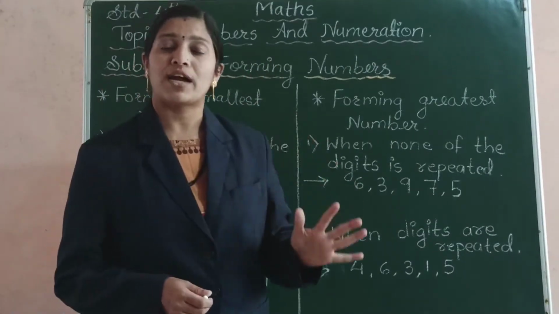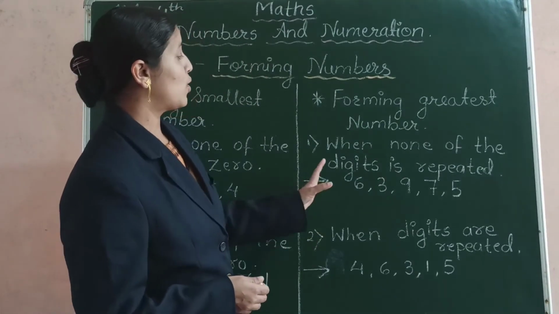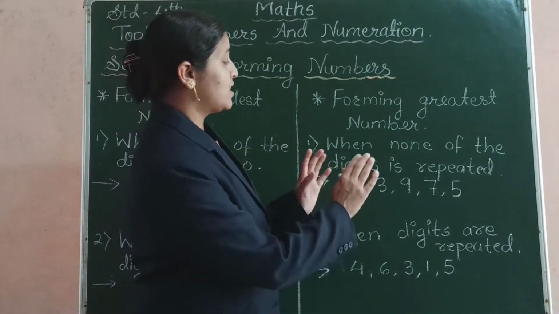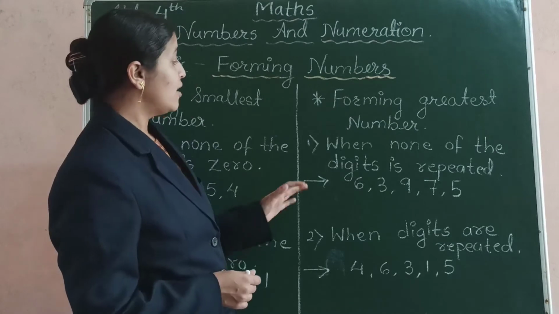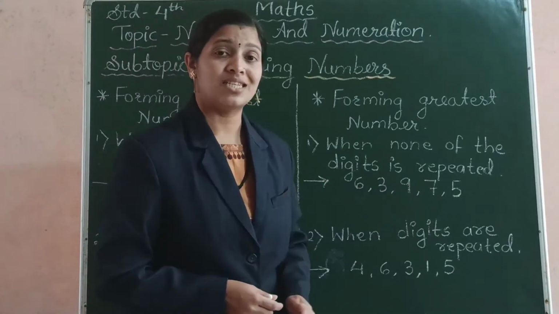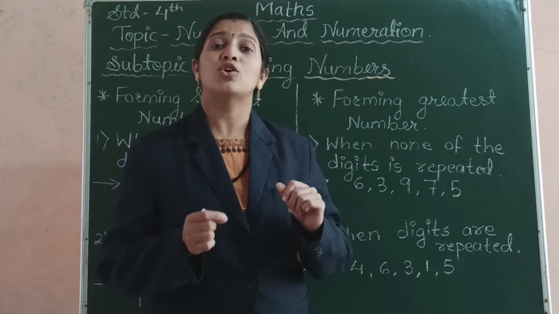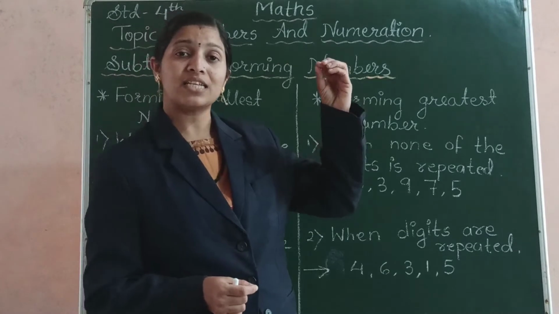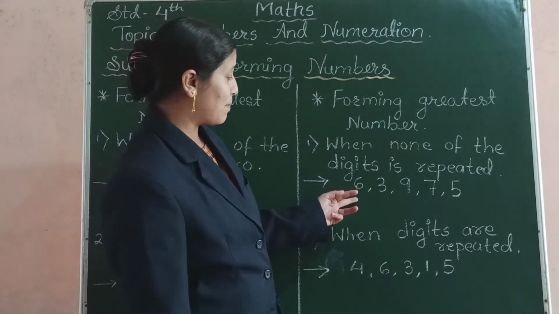Suppose you are given 5 digits or 6 digits and in the question you are not asked to repeat any digit. So all the digits in the question have to be used only once. Then we have to arrange these digits in descending order. Descending order means the order in which the digits are placed from greatest towards the smallest. So here you can see an example.